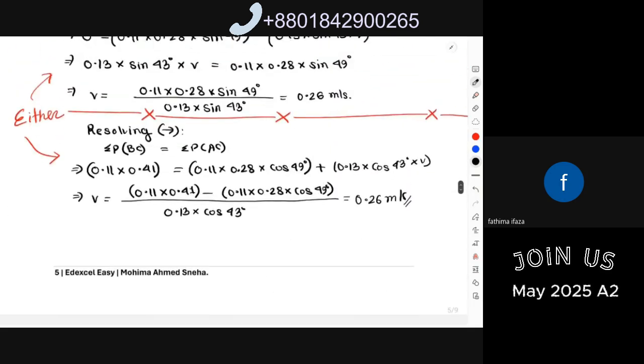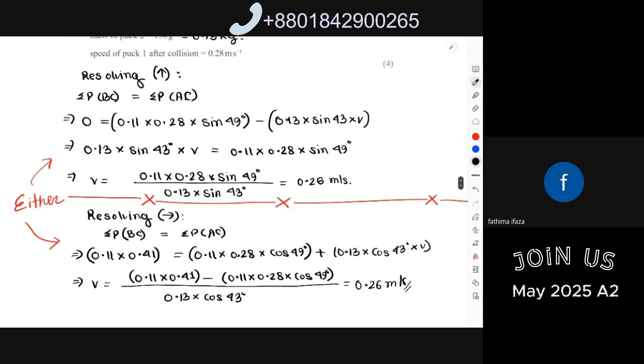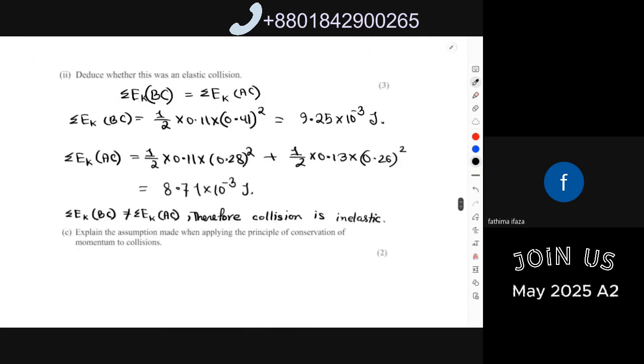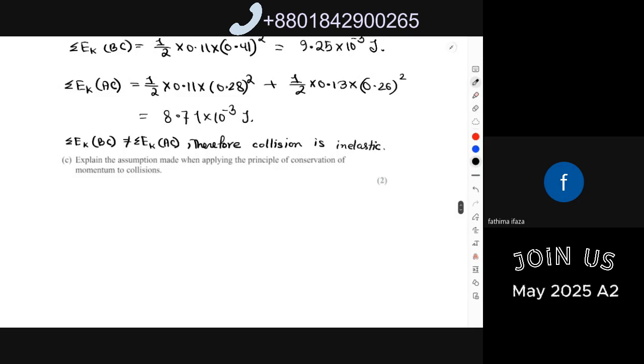When I was actually doing this calculation, what was my assumption? My assumption was that, since they're giving you 2 marks for this, there were two assumptions. The two assumptions were that I assumed the collision was elastic and there were no external forces acting on the particles during the collision. Those were the two assumptions I made to do that part A.